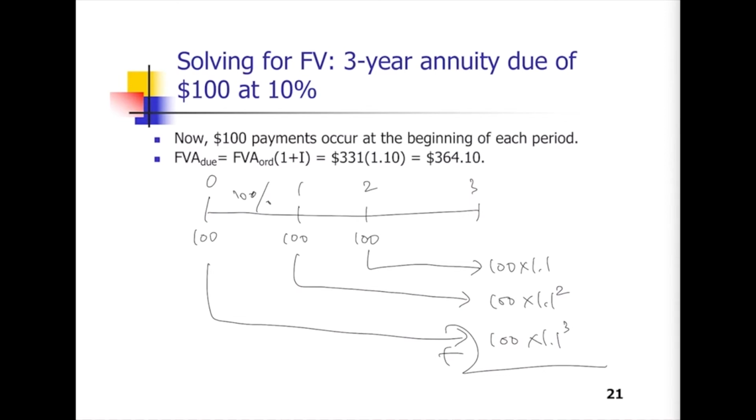Compared with ordinary annuity, which one has a larger value? Yeah, annuity due, because this 1 plus I term is more than ordinary annuity. So if you simply calculate annuity due with the general function of ordinary annuity, multiply by 1 plus I, and then you get this number.